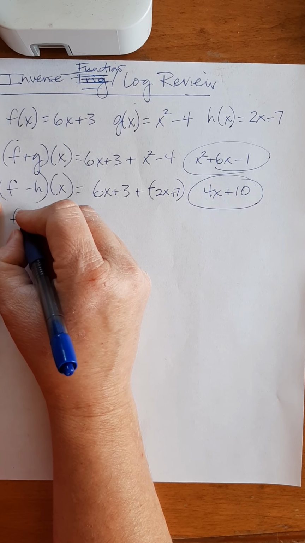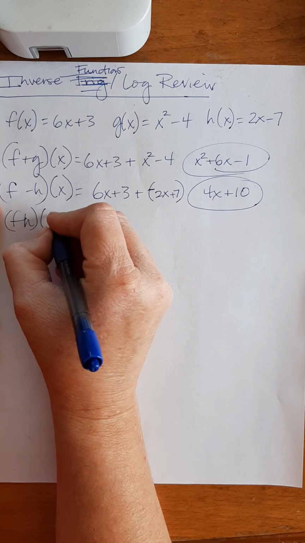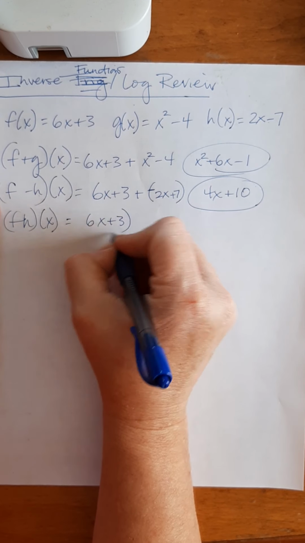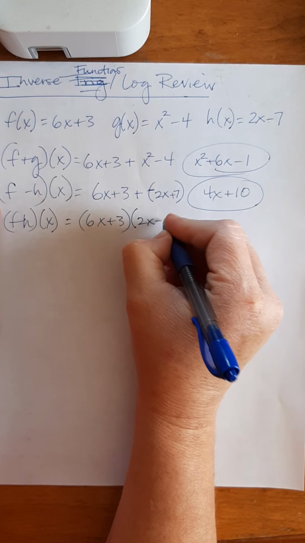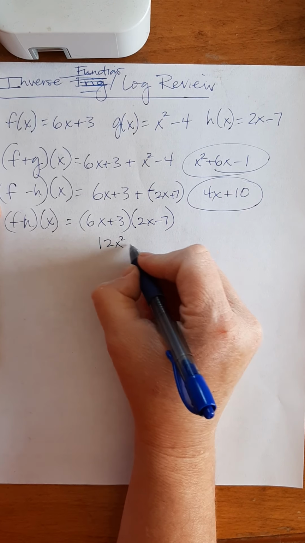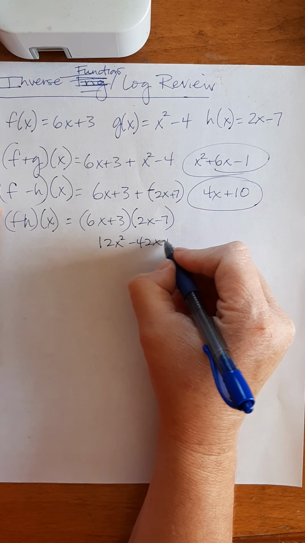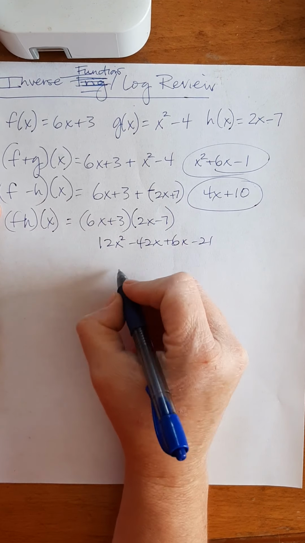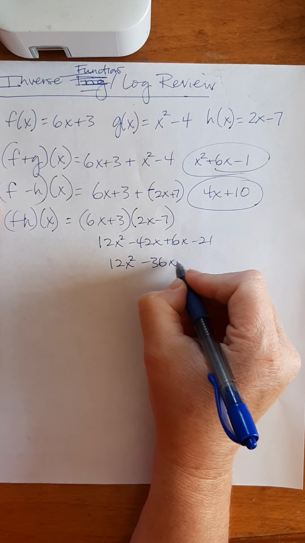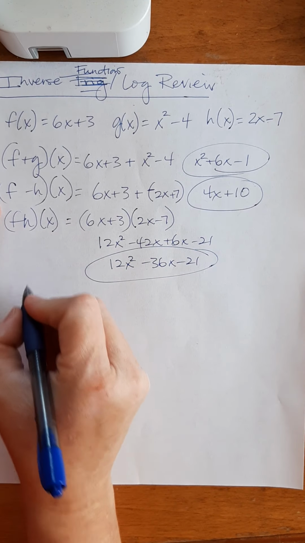Then, of course, multiply, let's say fh. That would just be x plus 3 times 2x minus 7. So 12x squared minus 42 plus 6 minus 21. So negative 36x minus 21.